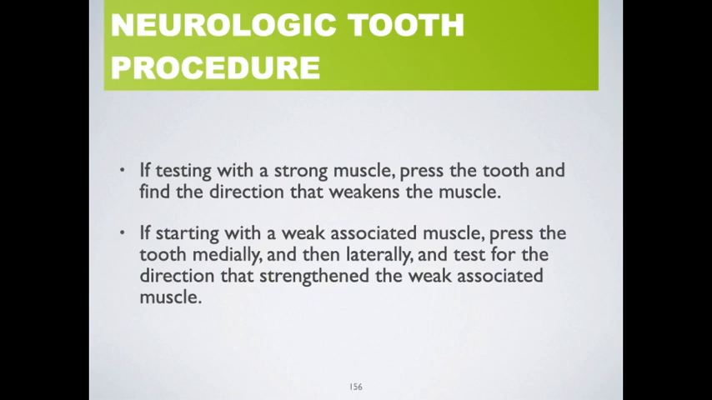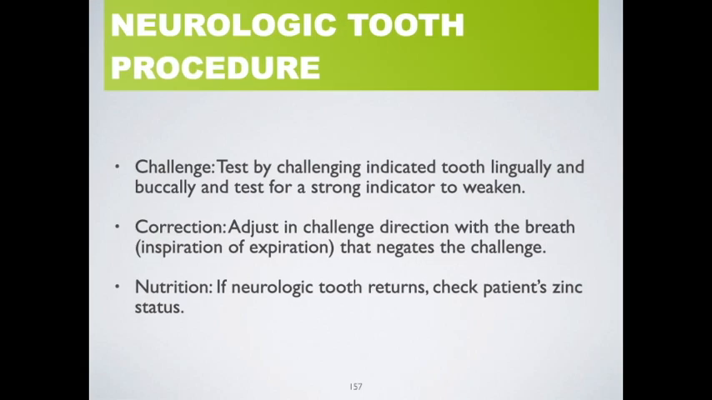Now, just like with a cranial or a respiratory adjustment in the spine, the way we correct this is you challenge one direction, which creates a weak indicator muscle. You have the patient breathe in or breathe out, and then you correct the tooth in the direction of challenge on the phase of respiration that negated the challenge. There's a slide there that points that out.